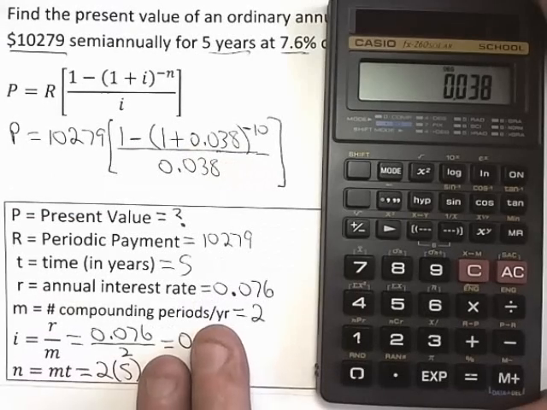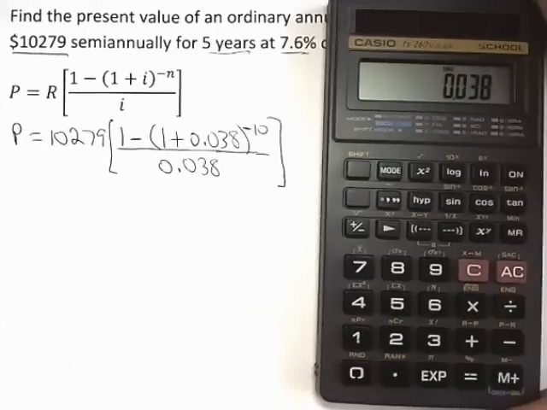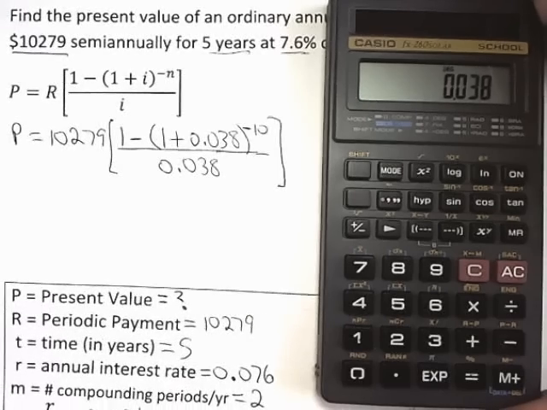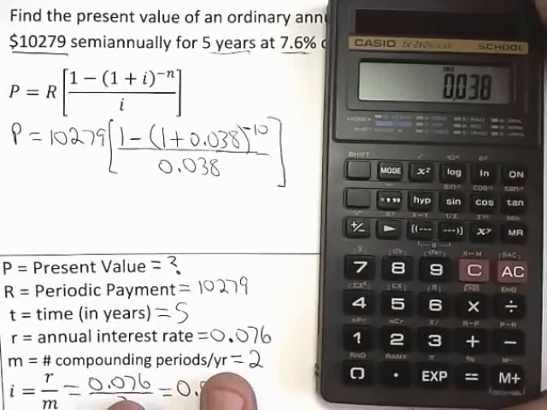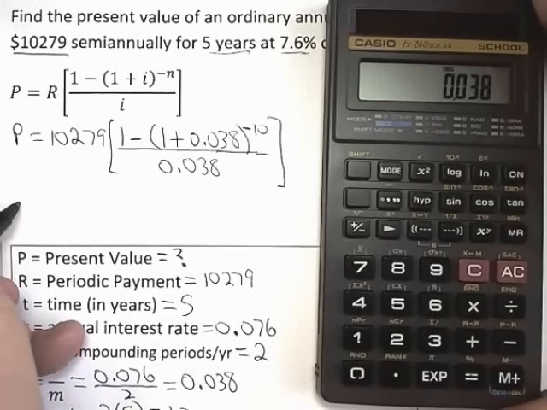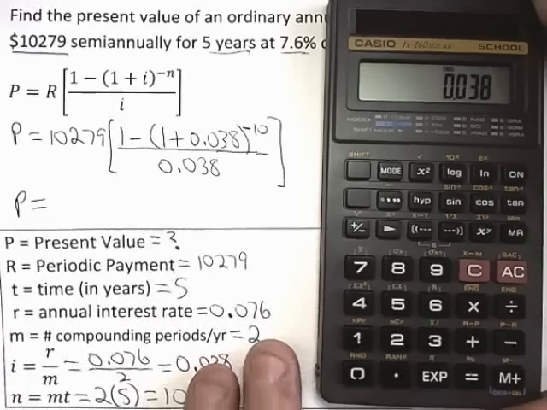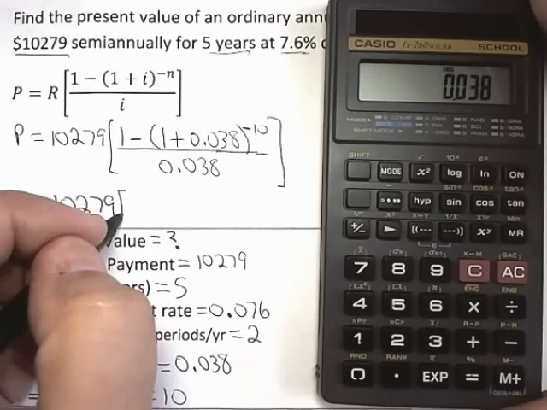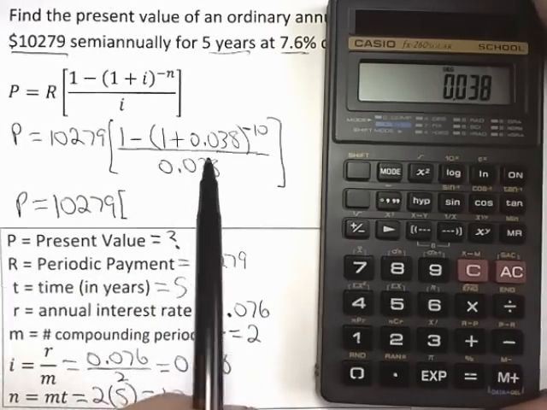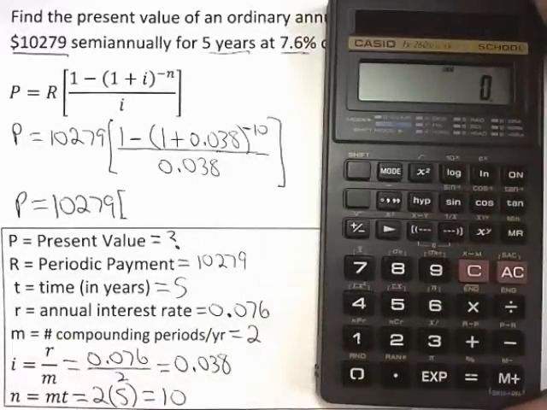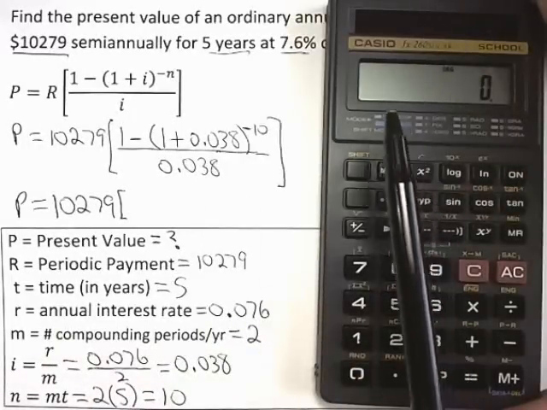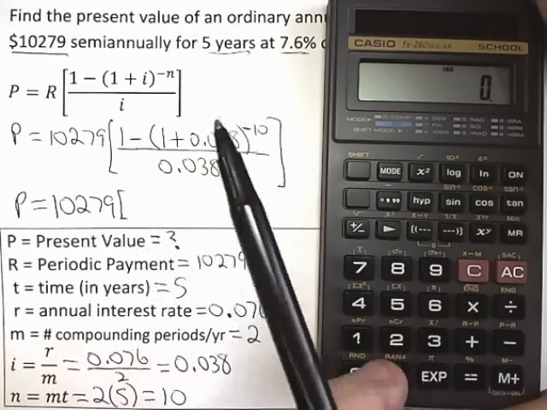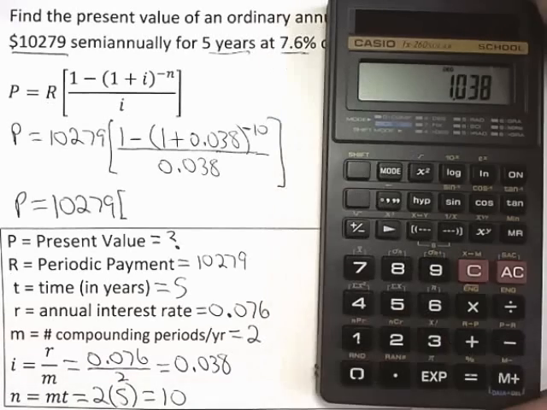Now it's strictly a calculator problem from here on out, so let's make some room to do these calculations. So we've got P is equal to $10,279 times. Okay, you can do this any correct way you want. You don't have to mimic me exactly, but this is the way I do it, and we are using this Casio FX-260 Solar School Edition. I would start here, 1 plus 0.038. You can do it on your calculator, or you can just realize that that's going to be 1.038.